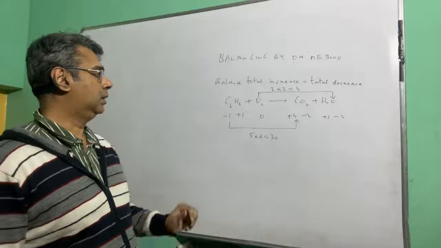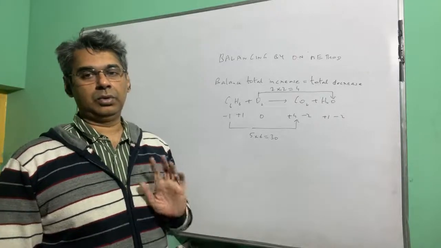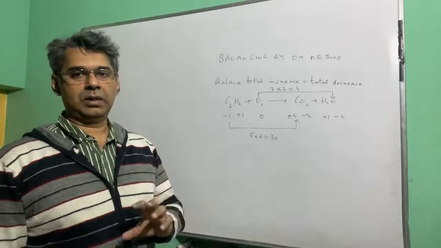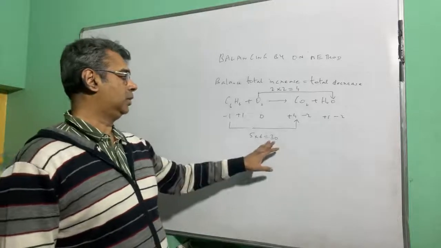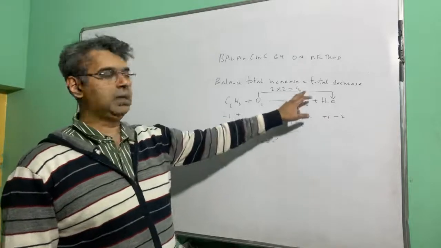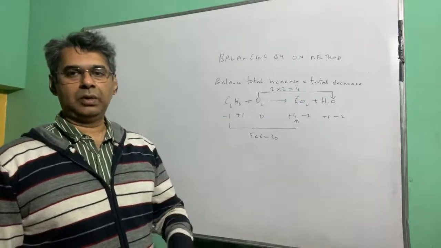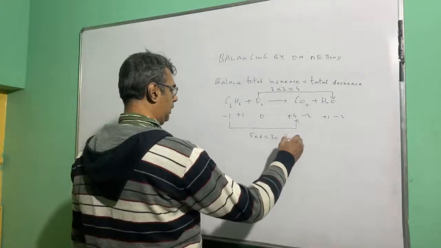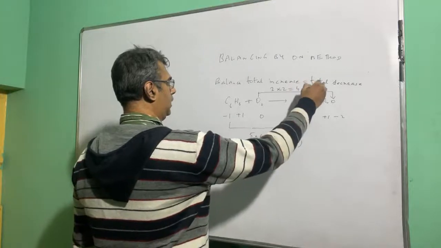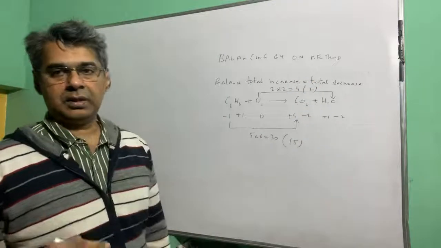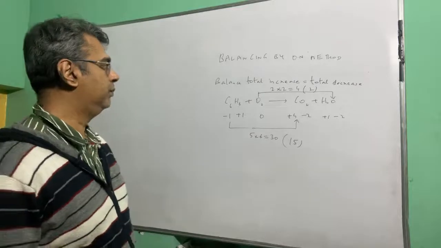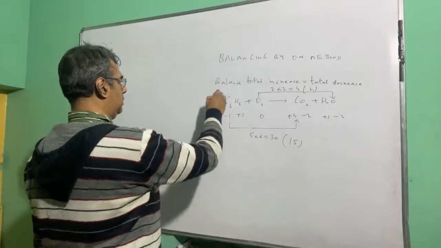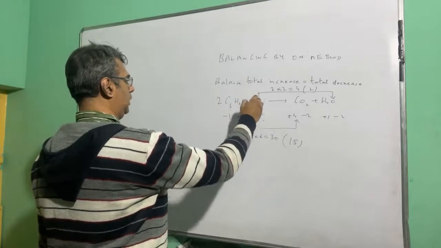Now this is the thing, the total increase has to be equal to total decrease. That is the rule. You have to make that happen. So the total increase is 30, the total decrease is 4. You are allowed to reduce it by lowest terms. So 30 you can make it 15 and 4 you can make it 2. So as a result, here you will have to put a 2 and here you will have to put a 15.